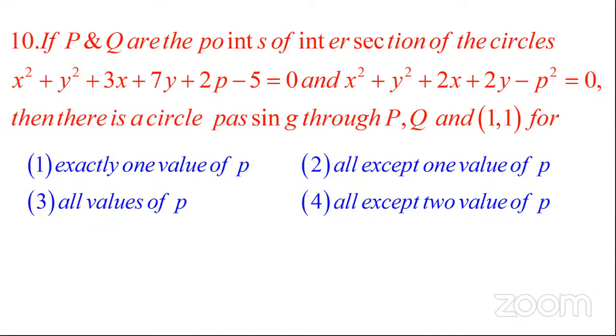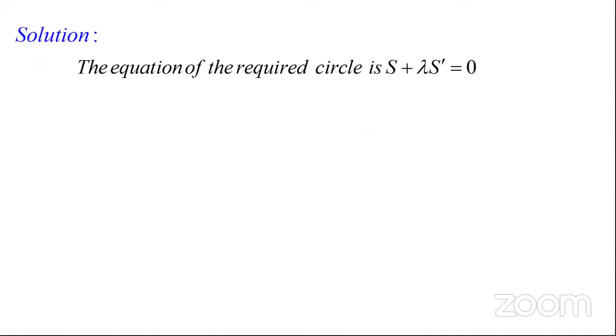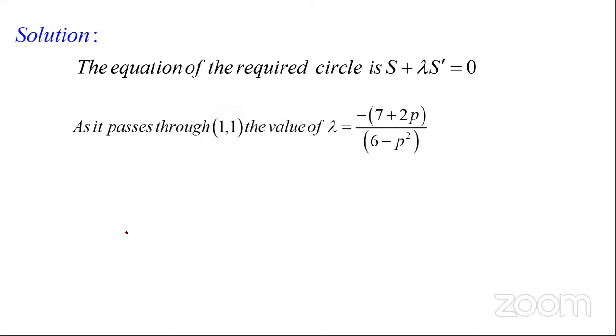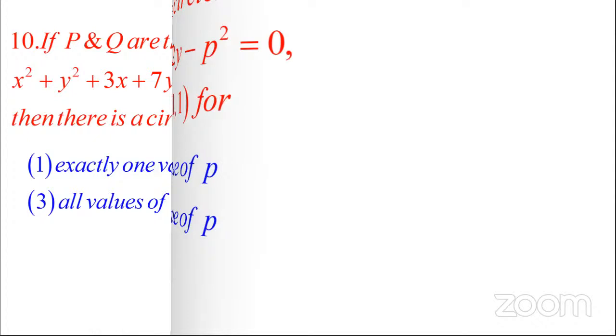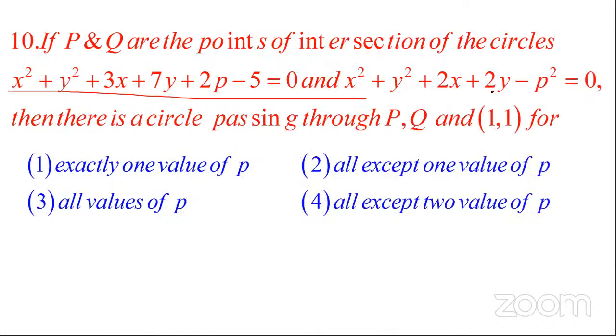So the equation of the required circle is S plus lambda S dash equals 0, as for the family of circles. So S plus lambda S dash, then you will get x square of 1 plus lambda plus y square of 1 plus lambda plus 3 plus 2 lambda of x plus 7 plus 2 lambda of y plus 2p minus 5 minus lambda p square.